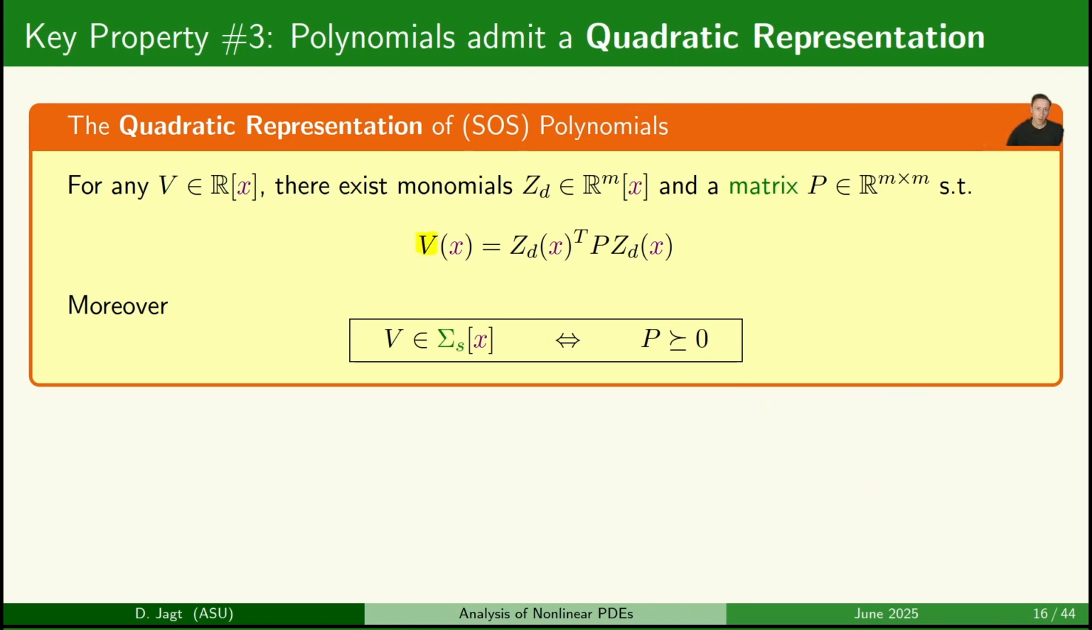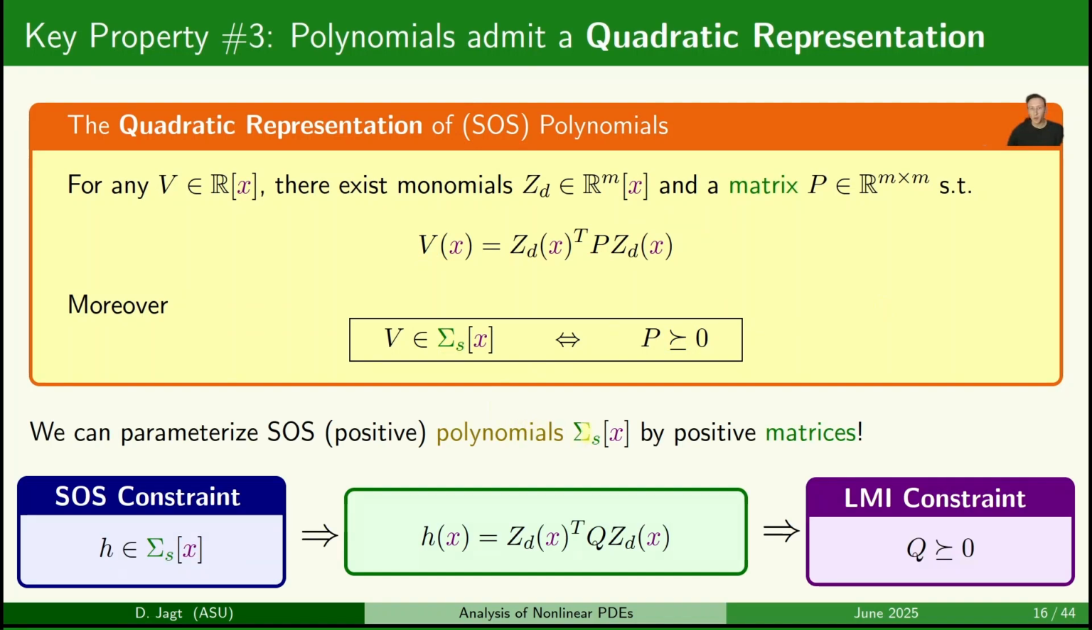That is, for any polynomial function V, we can express it in terms of this pseudo-quadratic format here using a matrix P. Moreover, the function V will then be a sum of squares polynomial if and only if this matrix P here is positive semi-definite. So this means that we can parameterize a class of positive semi-definite polynomials, namely these sum of squares polynomials, by positive semi-definite matrices, and thus we can enforce SOS constraints as LMI constraints.